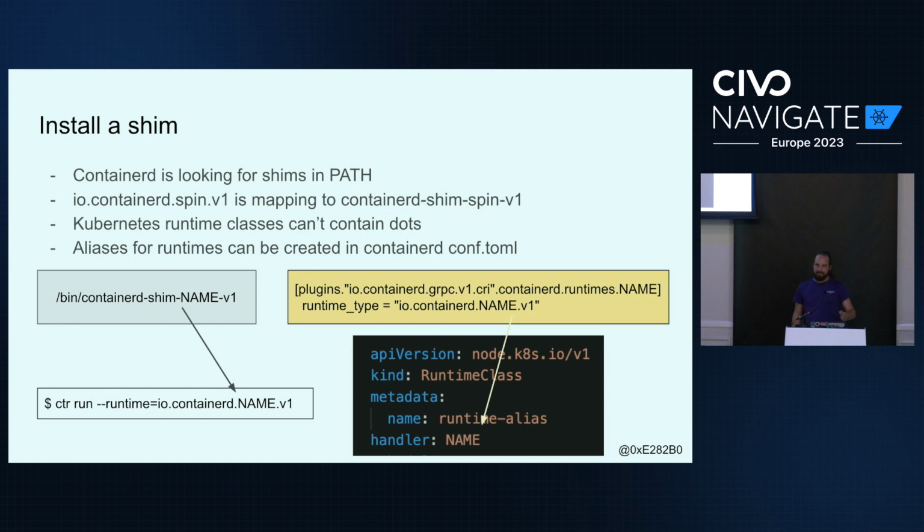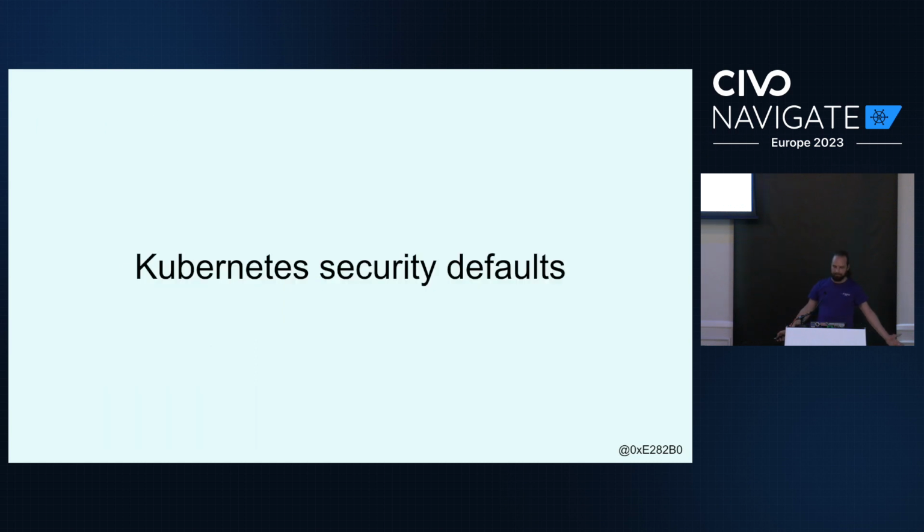When you are using Kubernetes, you need a runtime class. So a runtime class looks like this manifest, and you specify there which runtime to use. Unfortunately, you can't use dots in a runtime class, which means you need to have an alias in your Containerd config. That's why we are adding this snippet to the Containerd config, restarting Containerd, and we are basically done with installing a shim. Sounds easy.